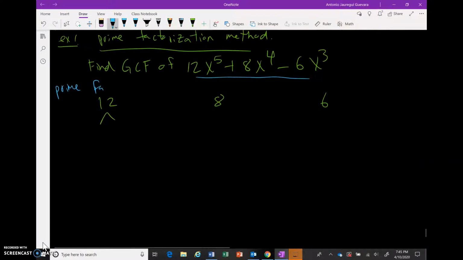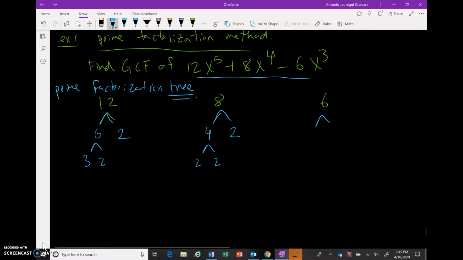So I think the book sort of does this. And then they do a prime factorization tree. Okay, and so this tree, I'm pretty sure you guys have seen it before. So the way it works, two numbers that multiply together to give you 12, that's 6 times 2. Two numbers that multiply together to give you 6, that's 3 times 2. Likewise for the 8, two numbers that multiply together to give you 8 is 4 times 2. And then two numbers that multiply together to give you 4, that's 2 times 2. Two numbers that multiply together to give you 6, that's 3 times 2.